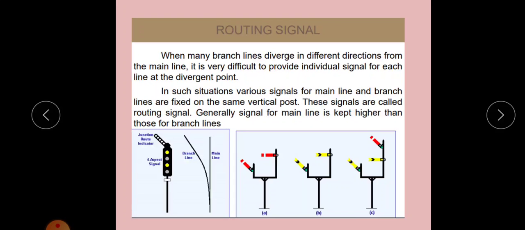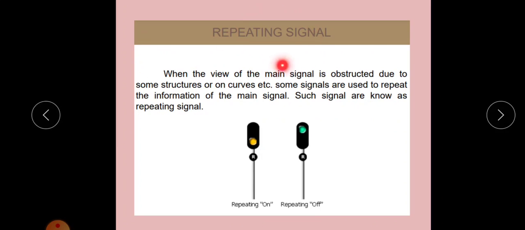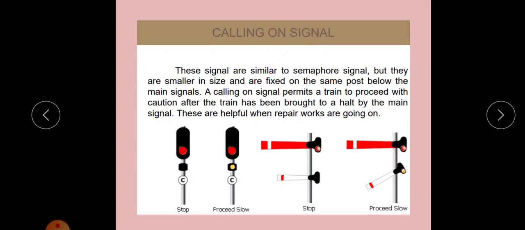That is, routing signal indicates the divergence of trains from the main track. That is, the signals for main line and the branch lines are provided on the same post. And the repeating signal is provided after the main signal if there is an obstruction for the main signal. If there is an obstruction, the driver cannot see that main signal. So the repeater signal is provided in order to repeat the same function of our main signal. And the calling on signal actually indicates caution. That is, it indicates whether there is repair work going on, and that the train has to move slowly.